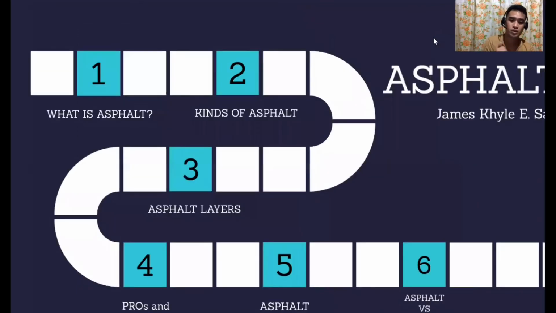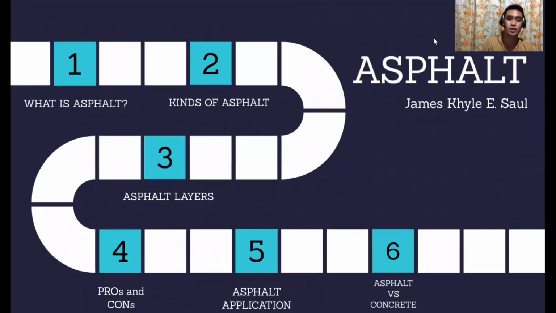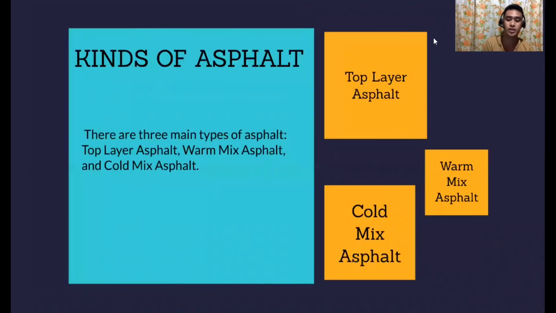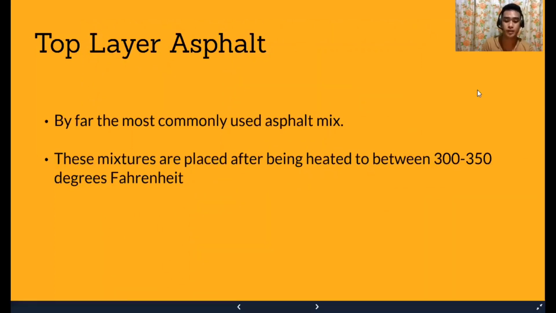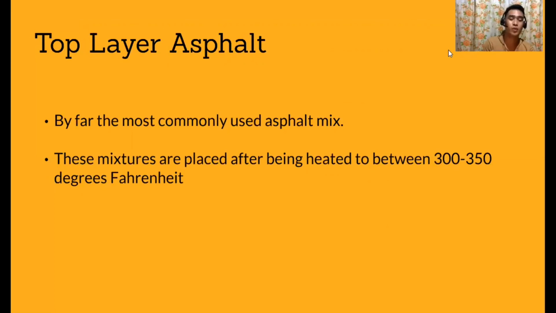So next is what are the different types of asphalt. First, there are three main types of asphalt. The top layer asphalt, also known as the surface mix or the hot mix asphalt, is by far the most commonly used asphalt mix. These mixtures are placed after being heated to between 300 to 350 degrees Fahrenheit, which is roughly 150 to 170 degrees Celsius.